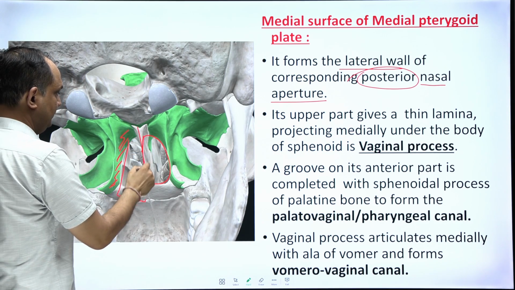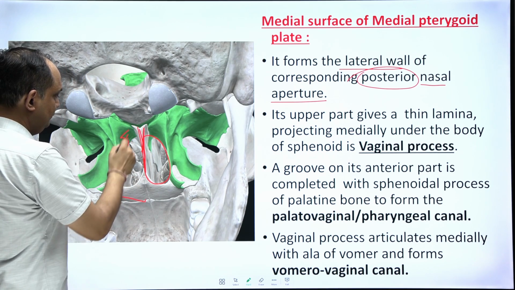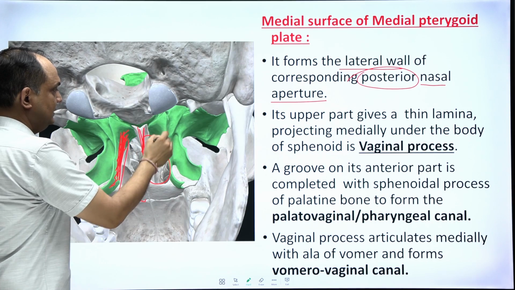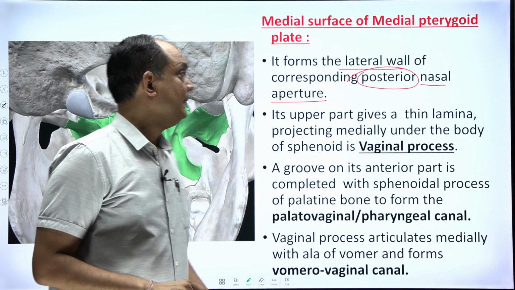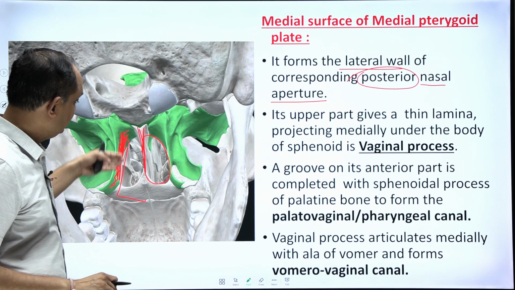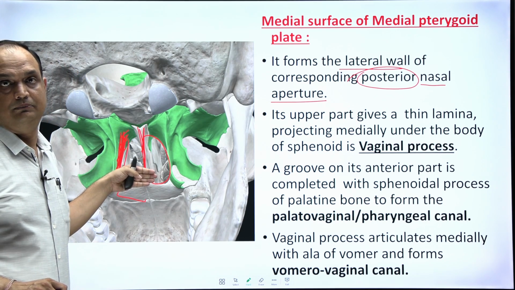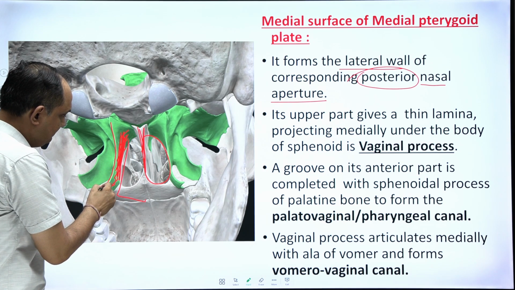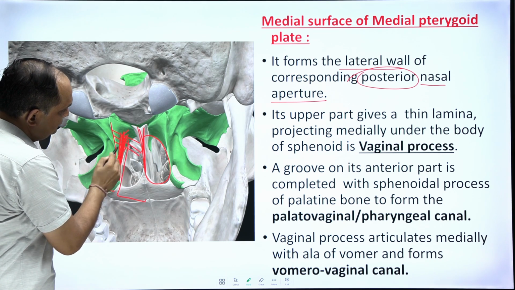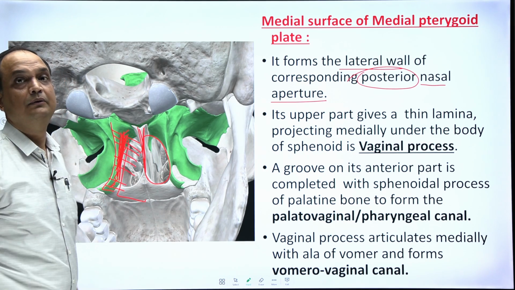Midline you will have the vomer bone, and on the side you will have most posteriorly the inner surface of medial pterygoid plates. Now these surfaces are covered by the mucoperiosteum. So the nasal mucosa will come up to this posterior margin of your plate. So this whole area is covered by the mucosa.